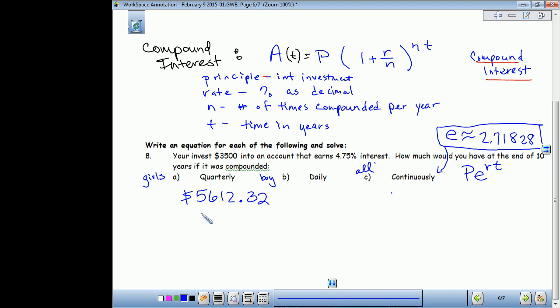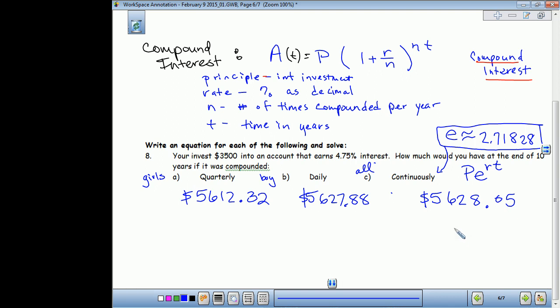All right, girls, I'm thinking about leap year. Did you get $5,612.32? Yep. All right, gentlemen, did you get $5,627.88? Yes. And all of you, did you calculate continuously to $5,628.05? Yes. So daily, just be over 365.